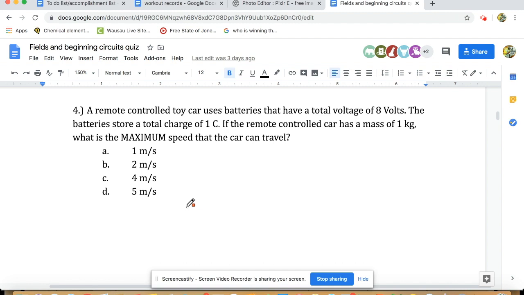So a remote-controlled toy car uses batteries that have a voltage of 8 volts, and the battery storage holds a charge of 1 coulomb. And the mass of the car is 1 kilogram. What's the maximum speed that the car can travel?